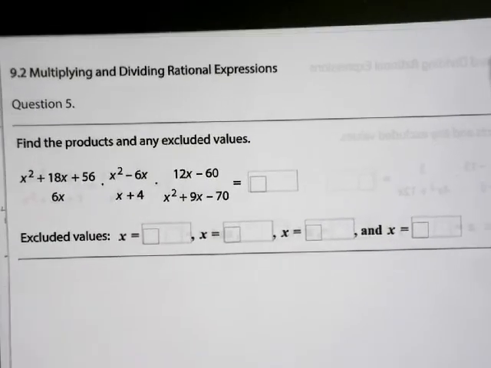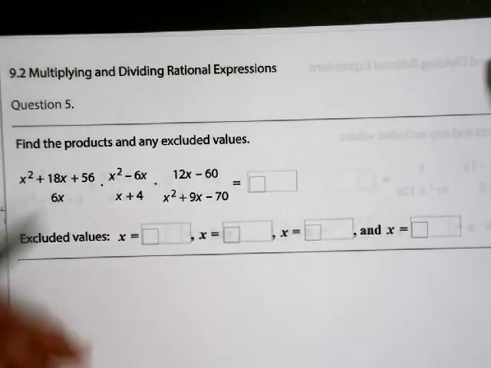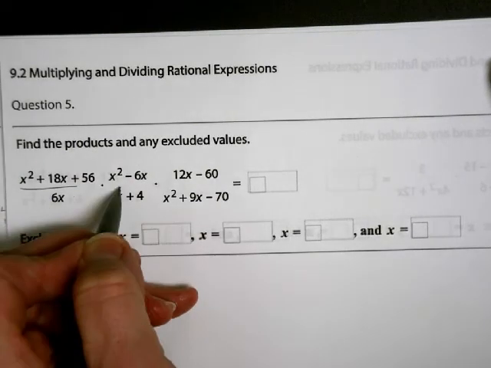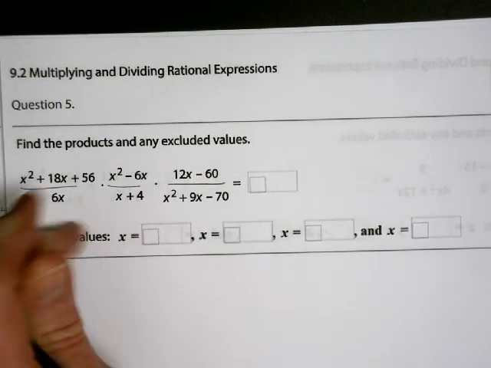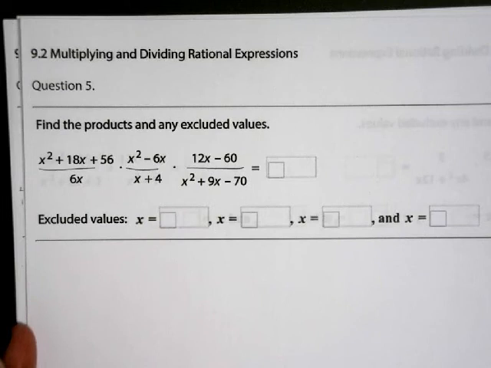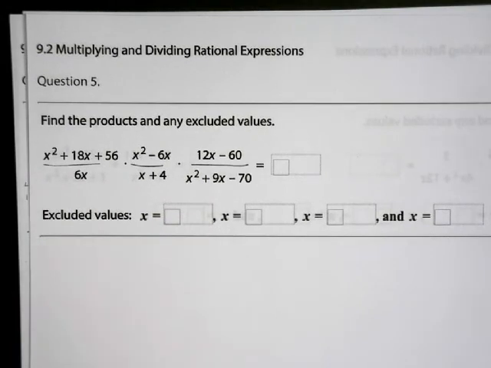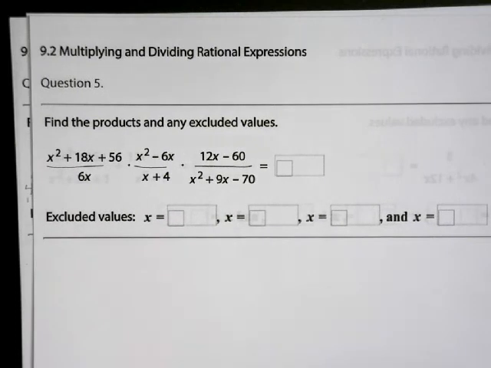I'm pushing a pencil. All right, number 5. Here we've got, see, this one didn't say order, so it doesn't matter. We've got 3 rational expressions we're going to factor and cancel. I'll give you a space to write those down.